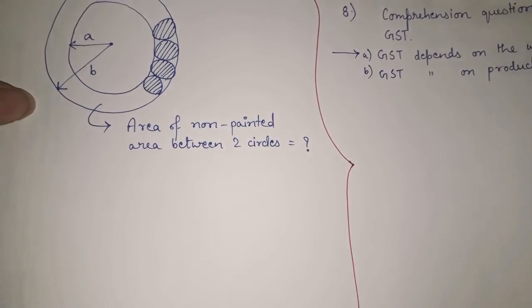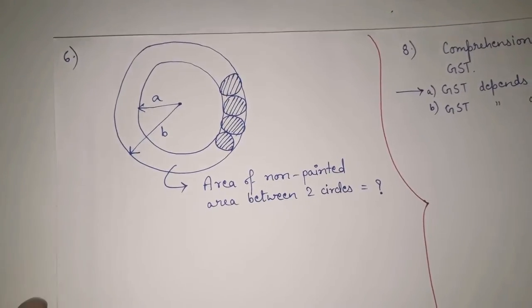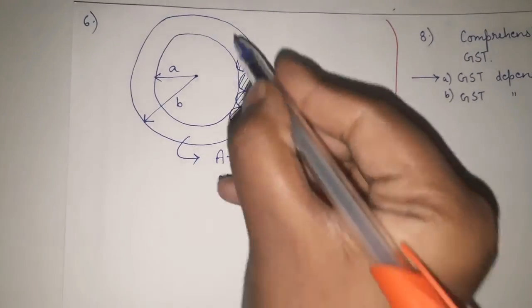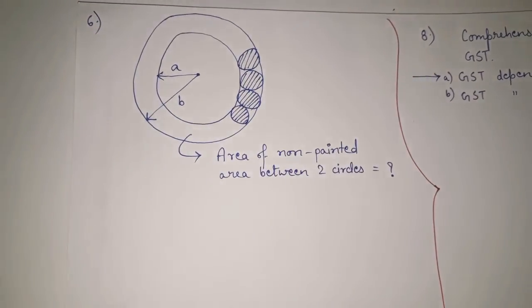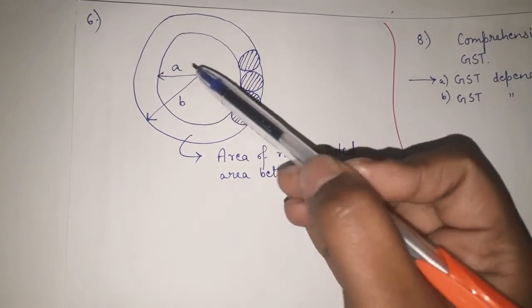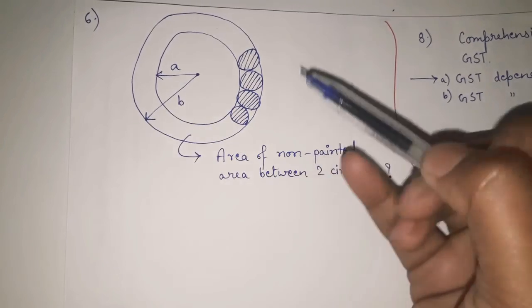Now this is again one of the questions. See, this is a very interesting question actually. See, this diagram was given to us. In the diagram we can see that two circles are given to us. The radius of one circle is A, the radius of another circle is B.